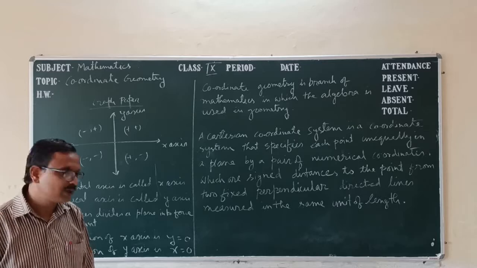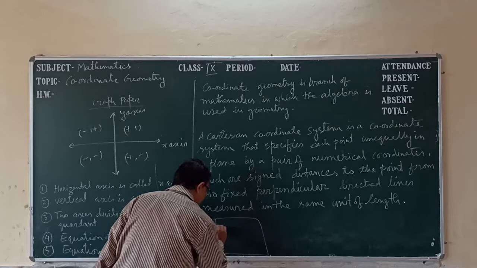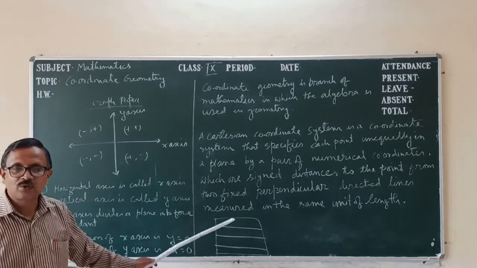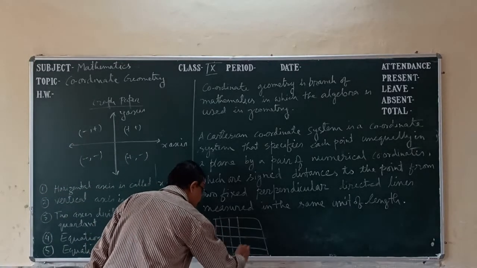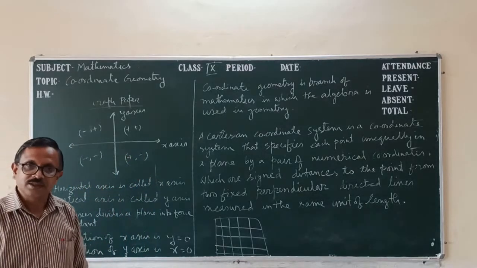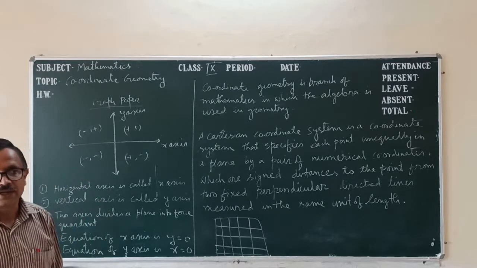Cartesian coordinates are nothing but, in a graph paper, we know there are the boldest lines. These horizontal lines are considered as the x-axis, and these boldest lines are generally called the y-axis. So these are vertical lines, and these are horizontal lines.